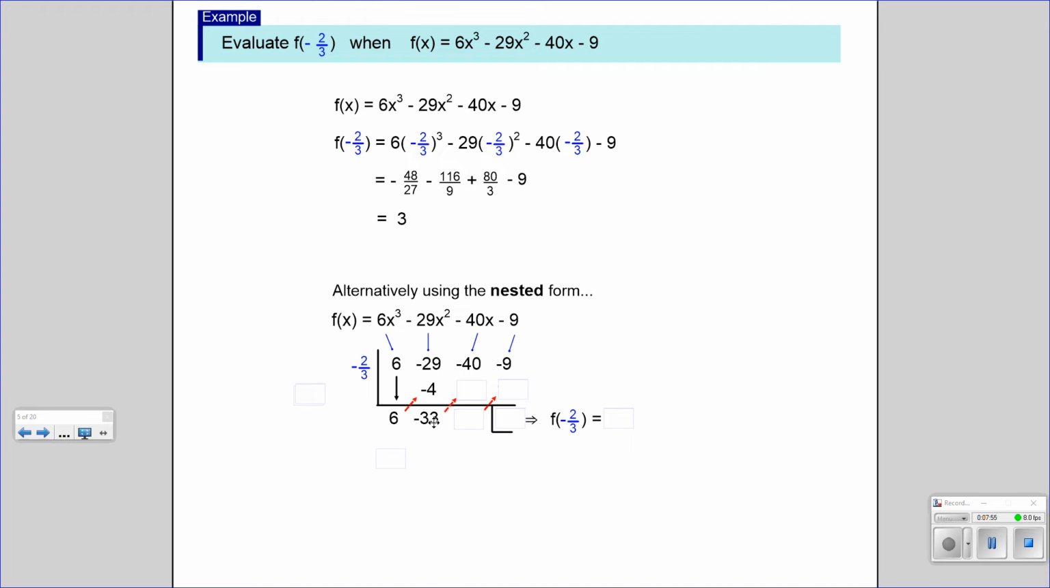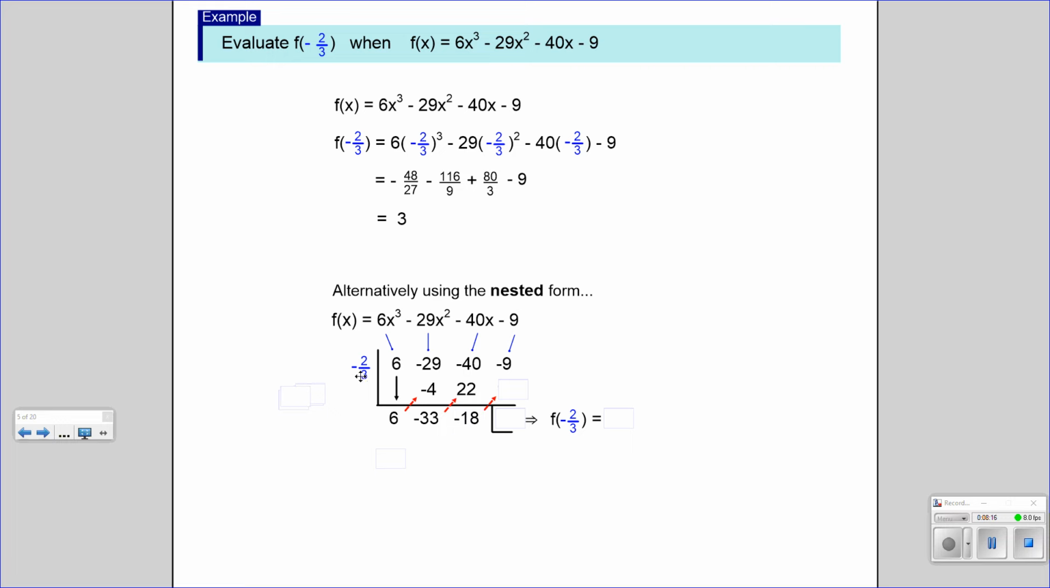Conveniently, that's in the 3 times table as well. So minus 33 divided by minus 1/3 gives us 11 on the bottom. So it gives us 11 multiplied by 2 gives us 22. Add these up, minus 40 plus 22 gives us minus 18.